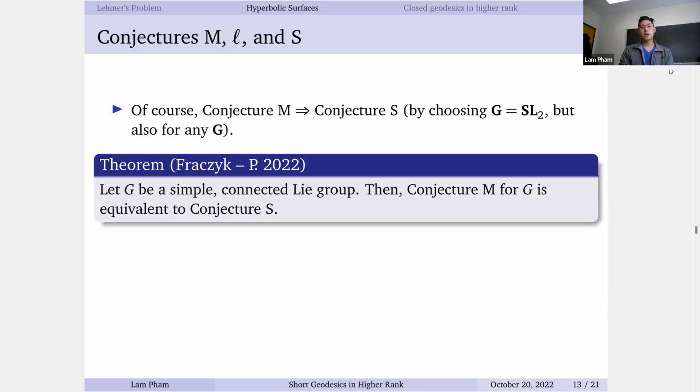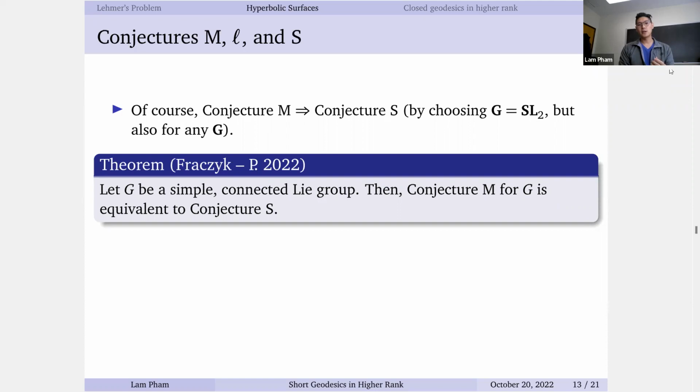But the other case is also true, and that's the result that I want to speak about a little bit more today. That's the joint work with Mikolaj Fraczyk. If you pick your group to be a simple Lie group, in this case SLN, then Margulis conjecture is equivalent to the Salem conjecture. So it's very subtle, the different ways that you view these conjectures.